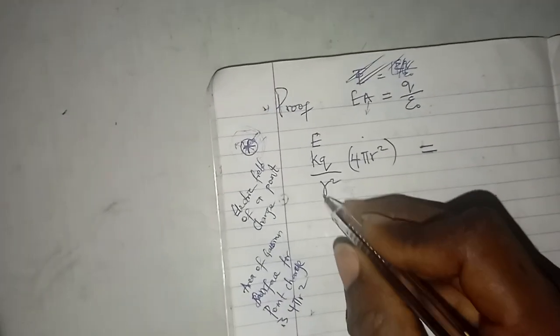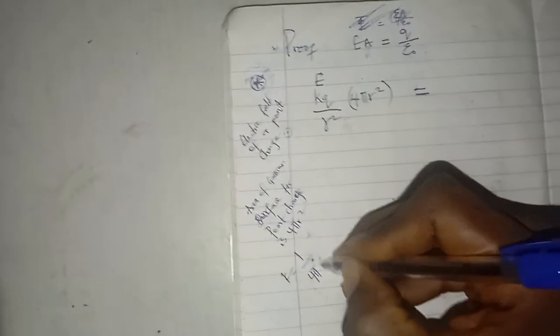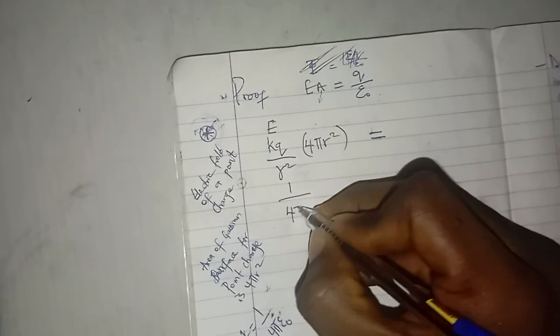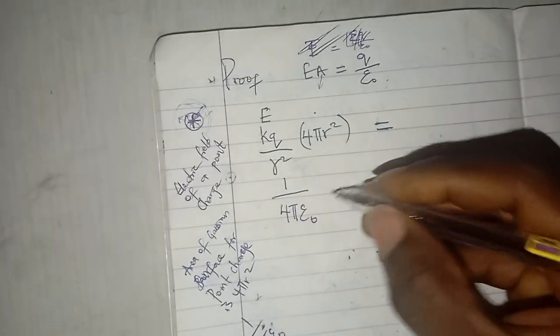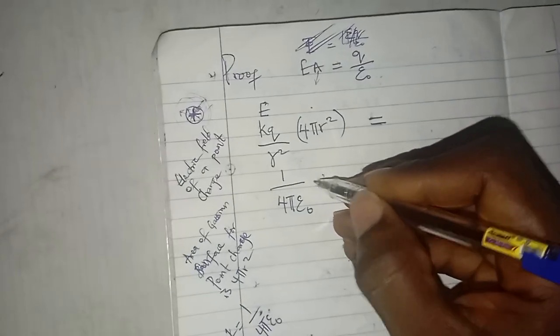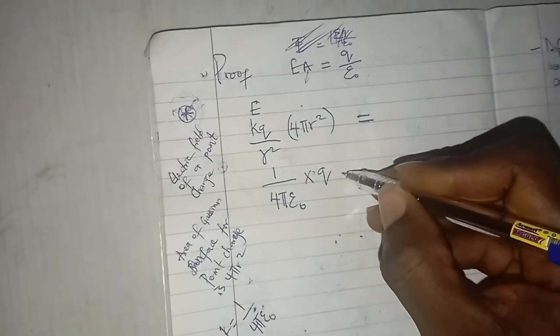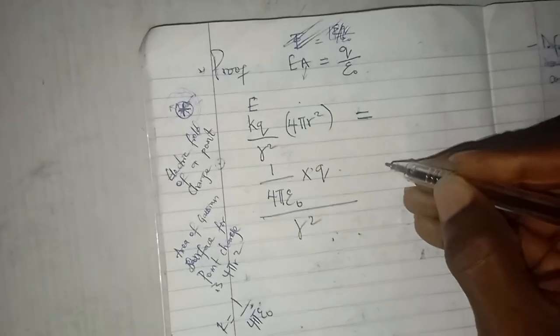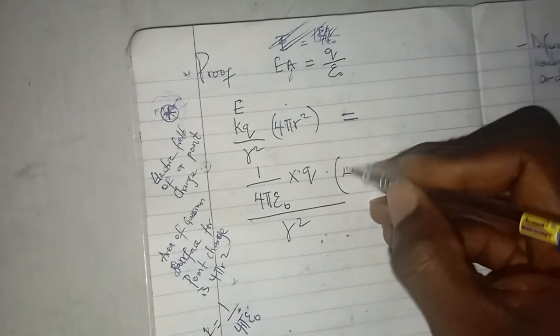Now we need to remember, still here, I'm trying to prove that this is equal to this. Remember that K from our first class, we said K is equal to 1 over 4 pi epsilon naught, or 1 over 4 pi epsilon, that is permittivity, whichever way you use it. So let's put it 1 over 4 pi epsilon naught, times Q, then divided by R square, then times 4 pi r square. So I just replaced K, put Q, put R square.